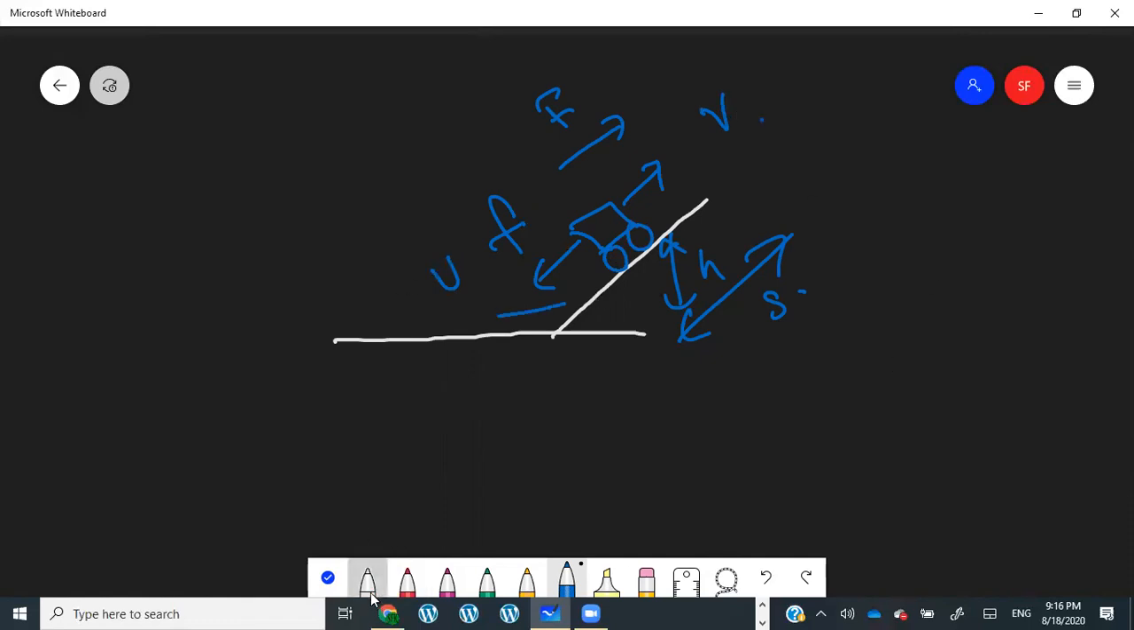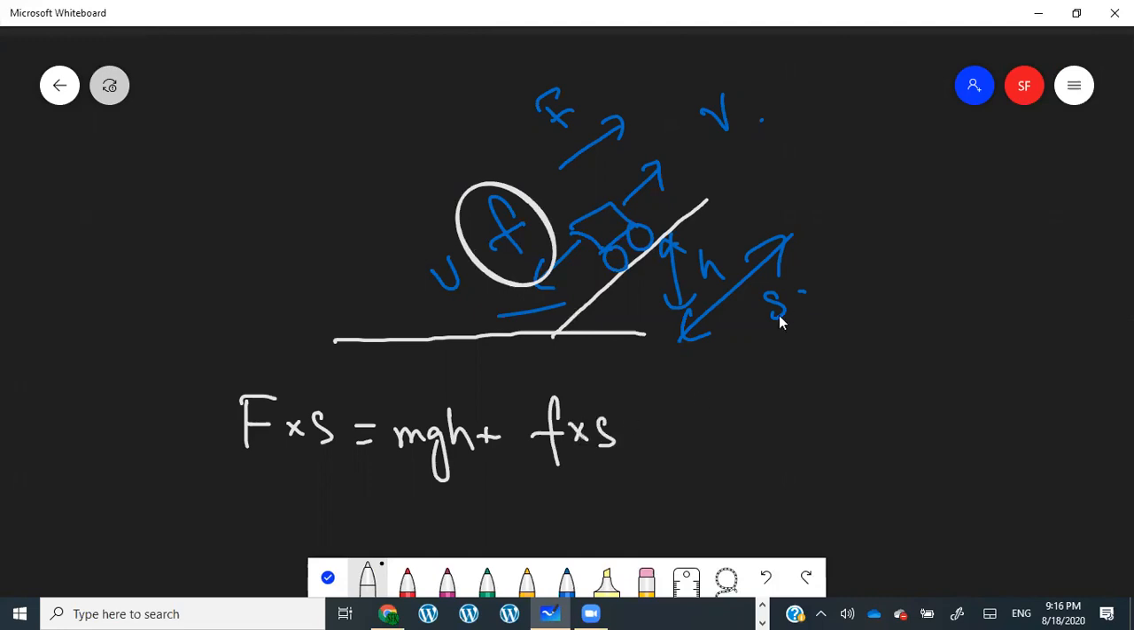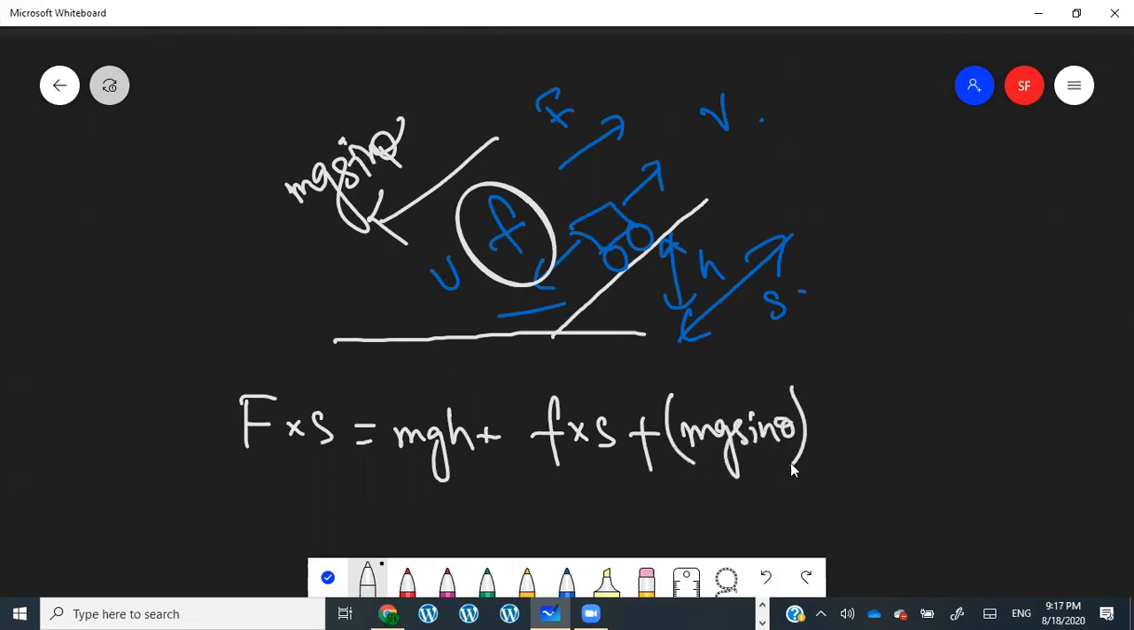Now, let's make a complete equation. Forward force F into S is equal to the gain in height, which is mgh, plus the work done against frictional forces. The frictional force this time is also F. So F multiplied by S, plus what's the other force acting in the backward direction? Is it mg sine of theta? Yep, resistive force. So mg sine of theta into S, plus what else is there?